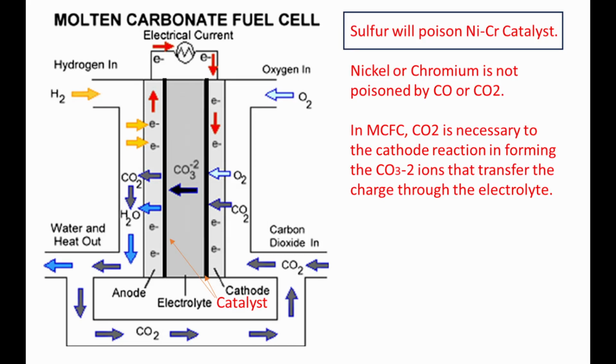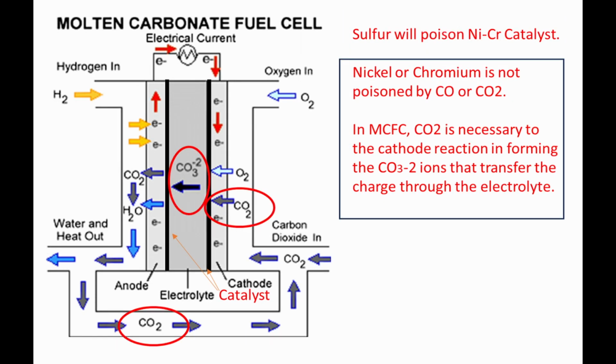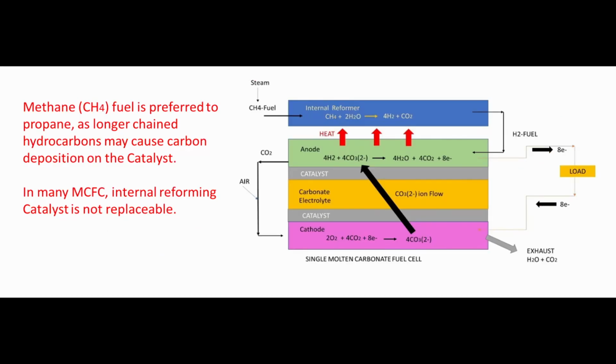Sulfur will poison the catalyst. The nickel-chromium-based catalysts are not poisoned by carbon dioxide or carbon monoxide. In fact, CO2 is a necessary component of the cathode gas, as it is used to make the carbonate ions that are the transfer ions through the carbonate electrolyte. It is preferable to use methane as fuel rather than more complex hydrocarbons such as propane, as longer-chain hydrocarbons can deposit carbon on the reformer catalyst.